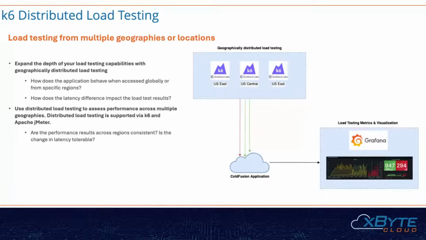Distributed load testing is supported via K6 and Apache JMeter, and I'm sure a lot of other tools that are available out there as well. Really ideally, if you're expecting load from multiple geographic locations, the metrics are consistent. For each distribution test, you want to get those as close as possible.